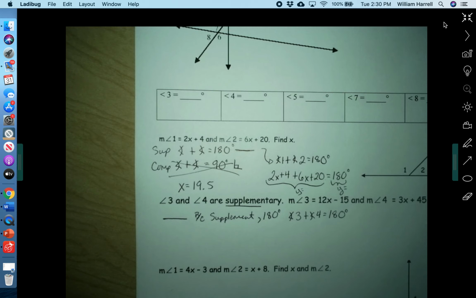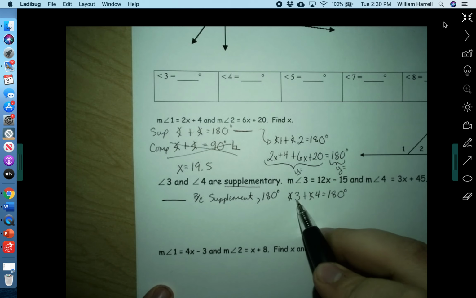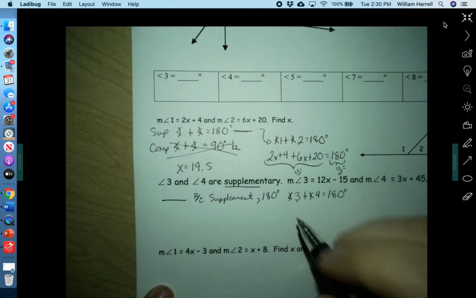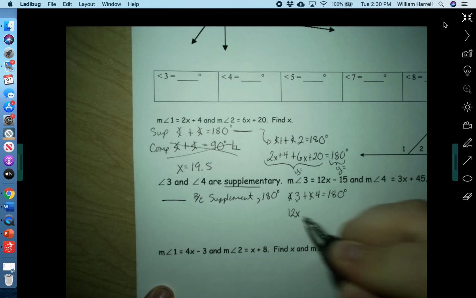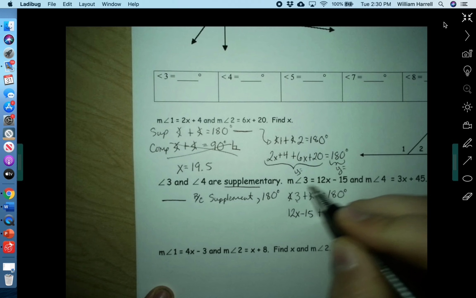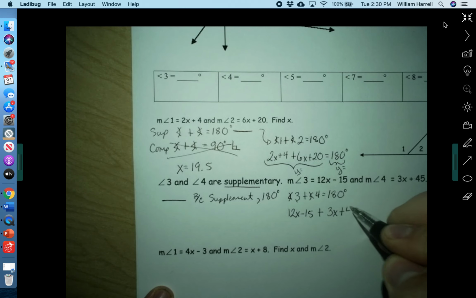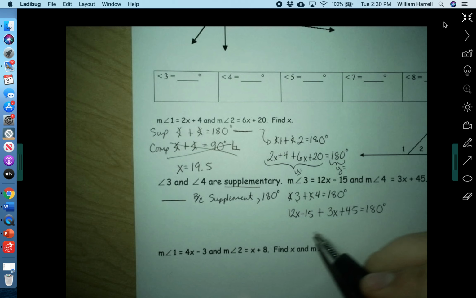Now, we're going to work on solving for x. Okay. Process for solving for x: I have angle 3. You're going to replace angle 3 with what it tells you angle 3 is. So 12x minus 15 plus angle 4. Well, where's angle 4? There it is. 3x plus 45. I know all of that is equal to 180 degrees. Again, I have a system.